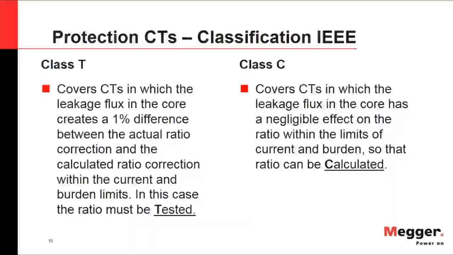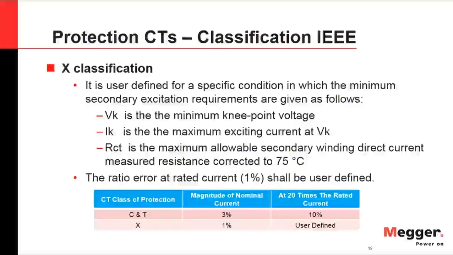There's an additional classification, which is classification X. And in this X classification, basically there will be some definitions, some agreement between the manufacturer and the end user. And in this case, you can see that you need to define the minimum knee point voltage, the maximum exciting current at the knee point voltage, and you need also to define the secondary winding resistance measured and corrected to 75 degrees C.